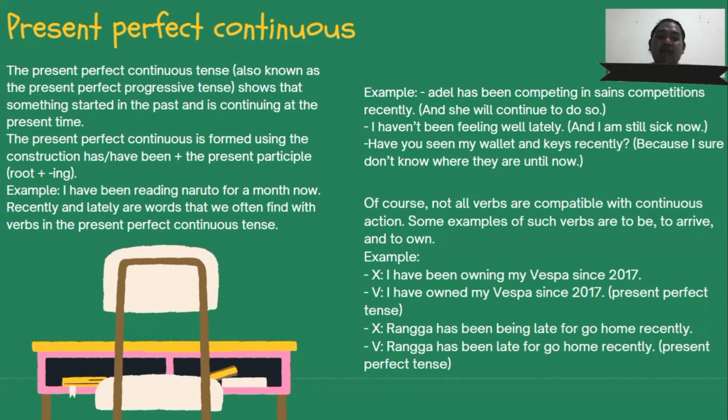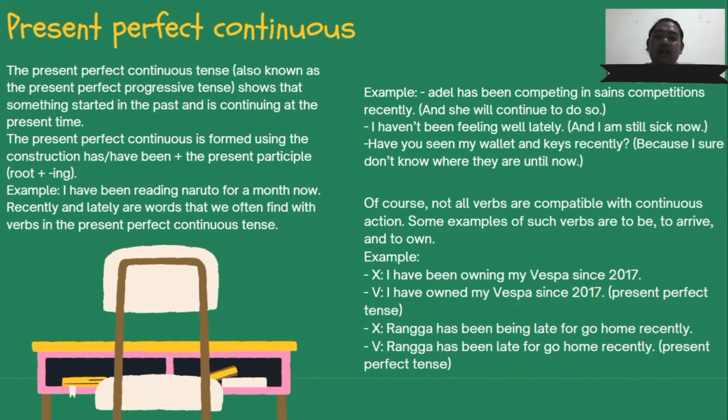Recently and lately are words that we often find with verbs in the present perfect continuous tense. Example: Adele has been competing in science competitions recently, and she will continue to do so. I have been feeling well lately, and I'm still sick now. Have you seen my wallet and my keys recently? Because I sure don't know where they are until now.